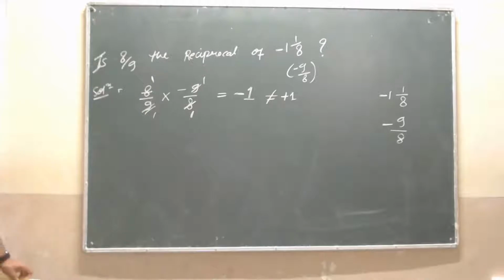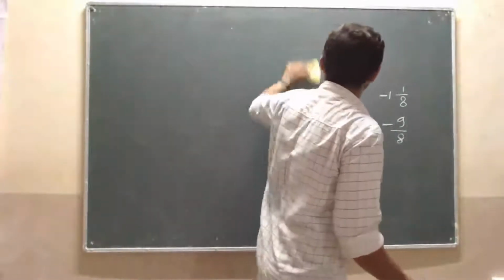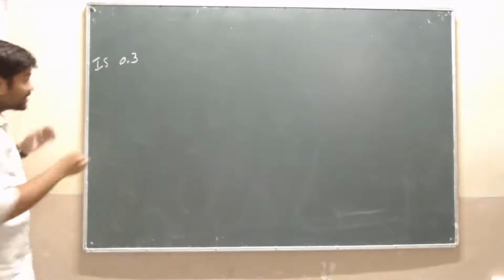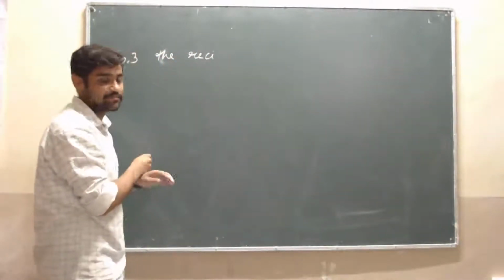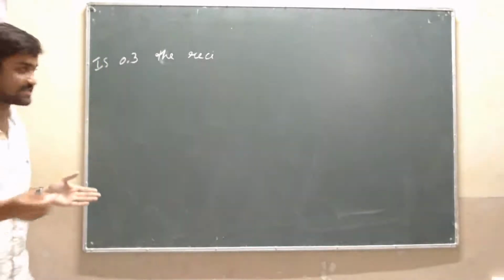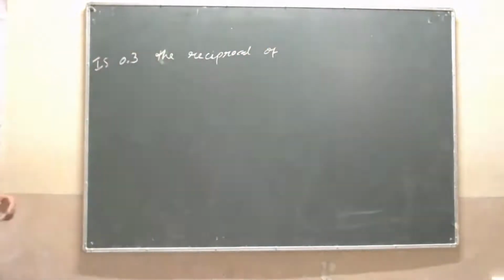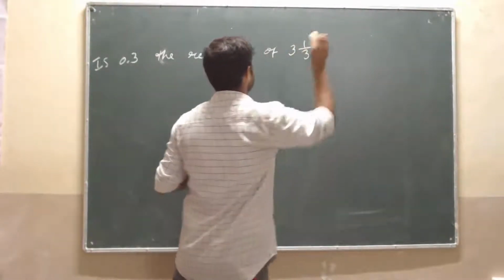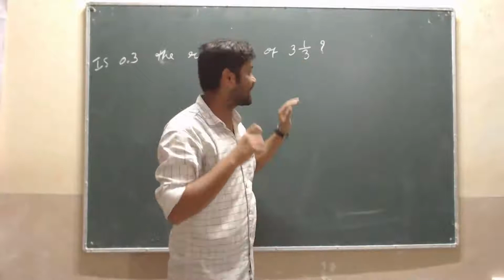Then we have the next question, same as before. Is 0.3 the reciprocal of 3 and 1 by 3rd? I will write directly reciprocal; otherwise in your book they have given multiplicative inverse. Is 0.3 the reciprocal of 3 and 1 by 3rd?